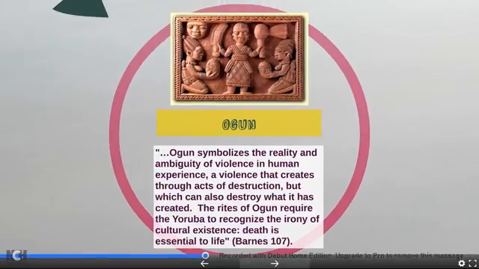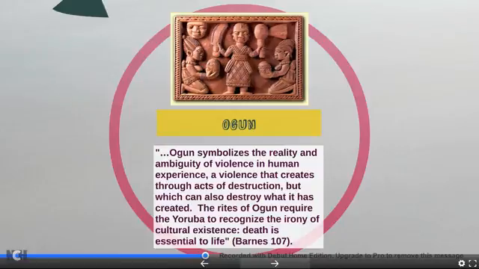So, for instance, one character that we see invoked in the personalities in Wilson's plays is Ogun. And Ogun symbolizes the reality and ambiguity of violence in human experience, a violence that creates through acts of destruction, but which can also destroy what has been created. So the rites of Ogun require the Yoruba to recognize the irony of cultural existence. Death is essential to life.